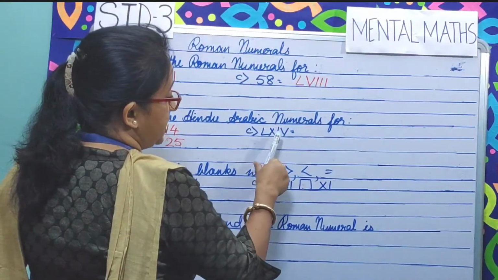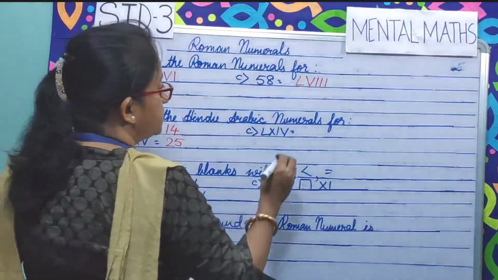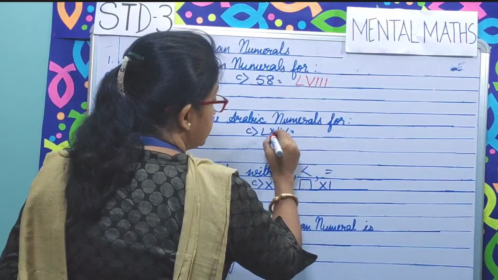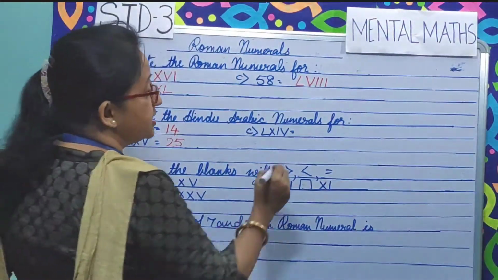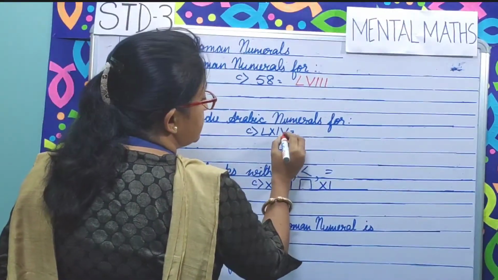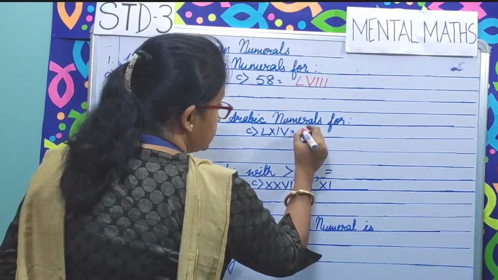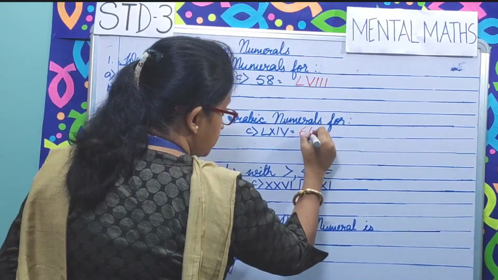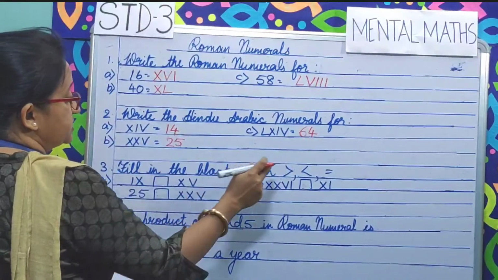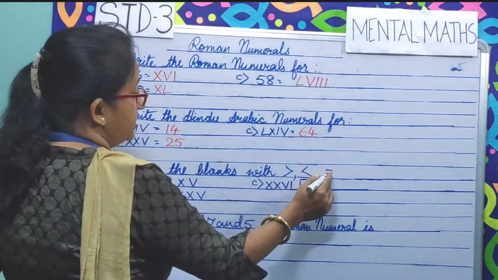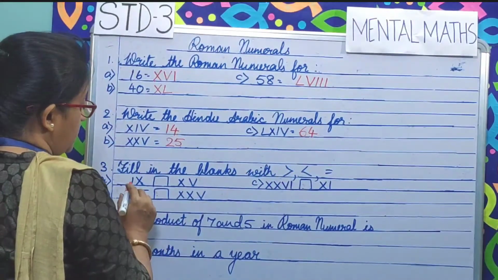Again, LXIV. L equals 50 plus X means 10, that means 60. 5 minus 1, that makes it 64. Fill in the blanks with greater than, lesser than or equal to sign.